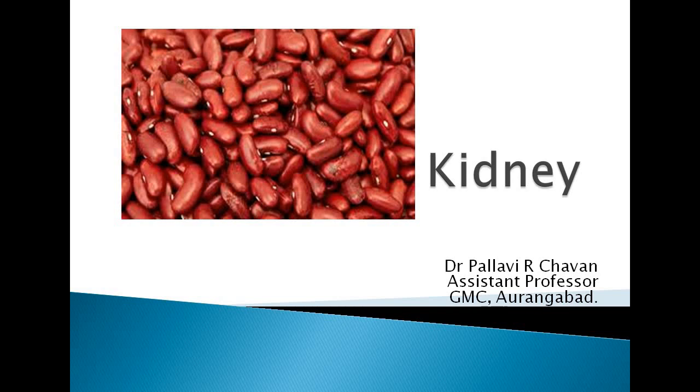Hello students, today we will see the very important topic from the urinary system, that is kidney. The urinary system includes a pair of kidneys, their ureters, urinary bladder and the urethra. The kidneys produce urine and the ureters convey it to the urinary bladder for temporary storage. Finally, the urine is evacuated from the bladder through the urethra. So we will see in detail about the kidney.